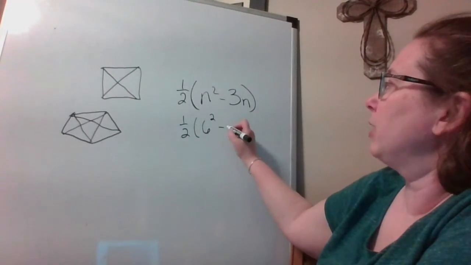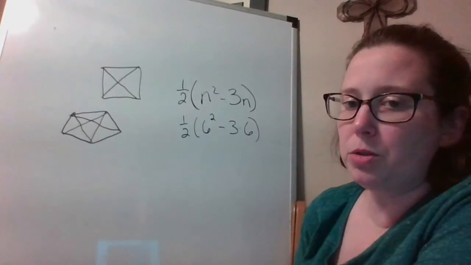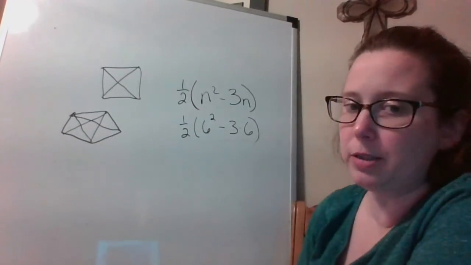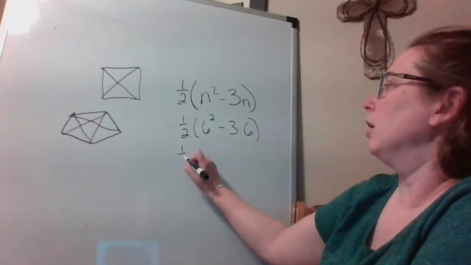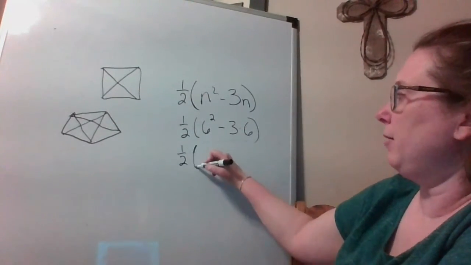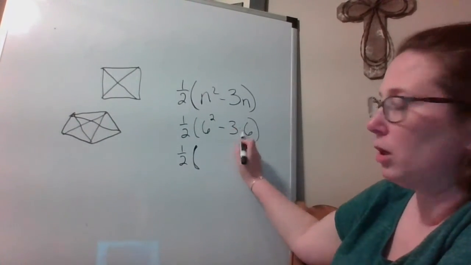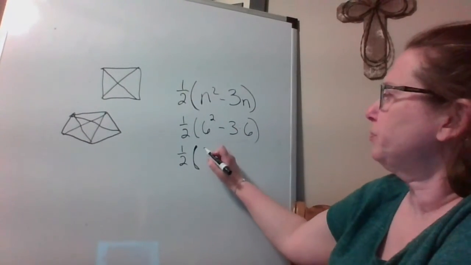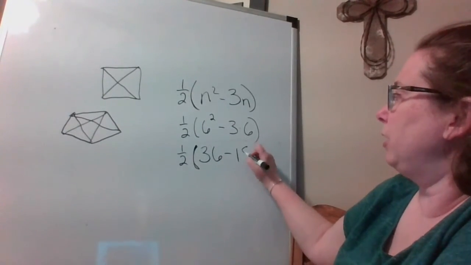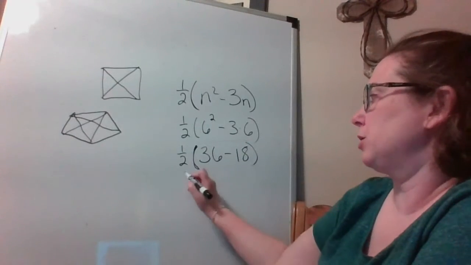So we have 6 squared minus 3 times 6. We need to think of our order of operations. So we're going to solve what's in our parentheses first. Go ahead and look in your parentheses to solve that. We need to do 2 things. We need to do this exponent and we need to do this multiplication. And they don't really affect each other yet, so we can go ahead and do both. And then we need to do this subtraction.